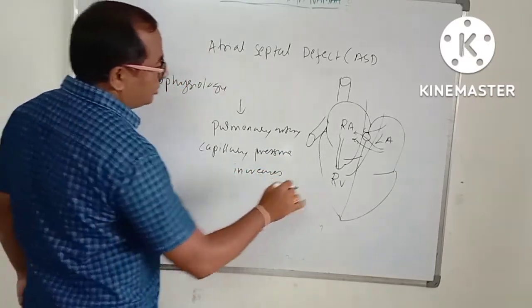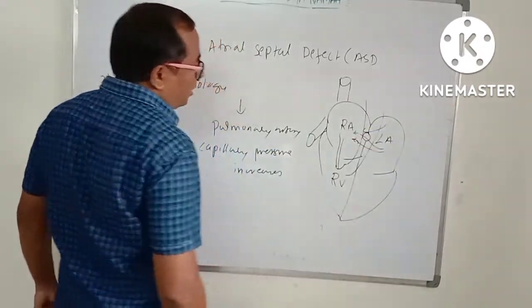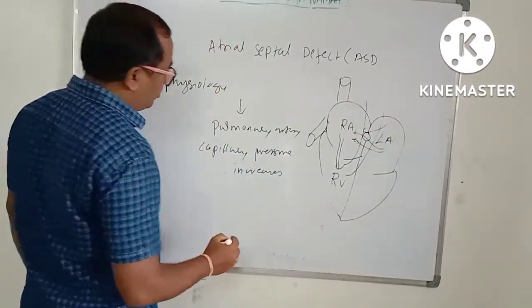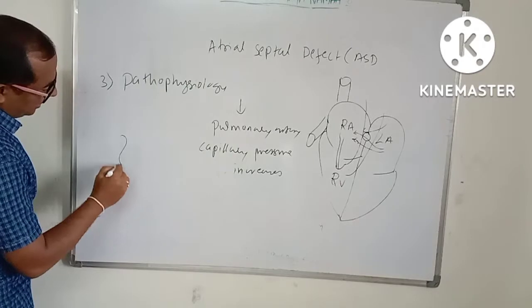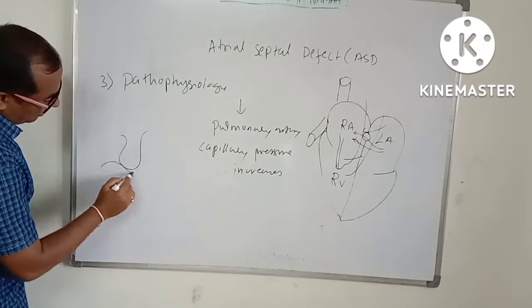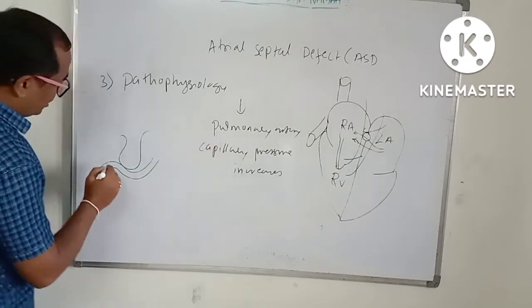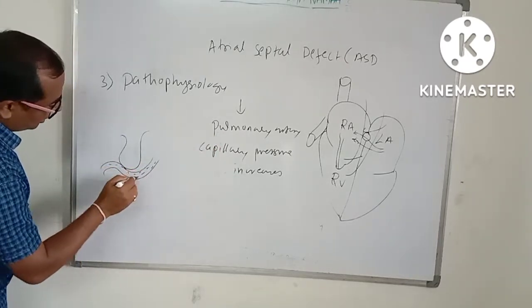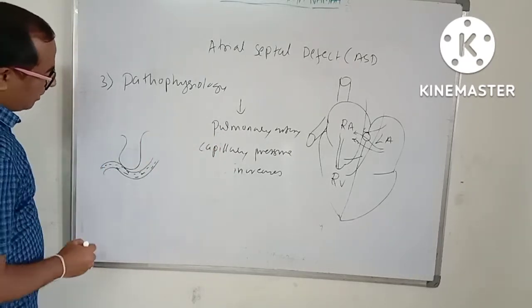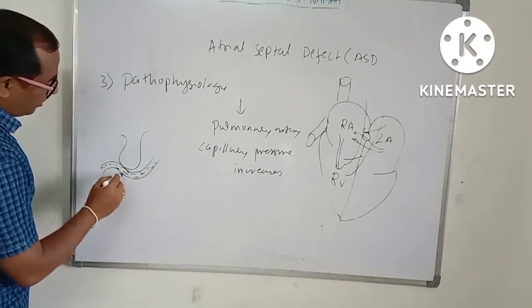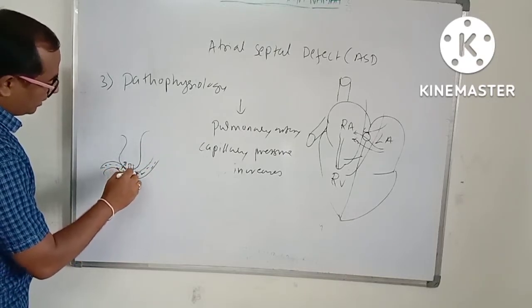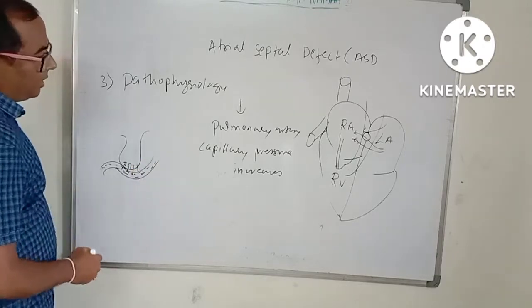See what happens here? When there is more blood going from the right ventricle to the lungs, here there is an alveoli, okay, and these are the pulmonary artery capillaries. Pulmonary artery capillaries are the branches of the pulmonary arteries. So there is more blood coming to the pulmonary artery capillaries. So as there is more pressure, what happens here?